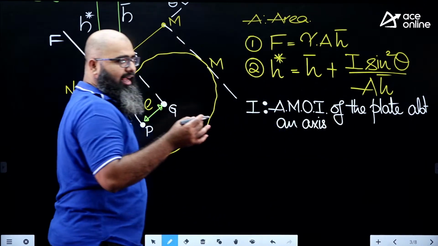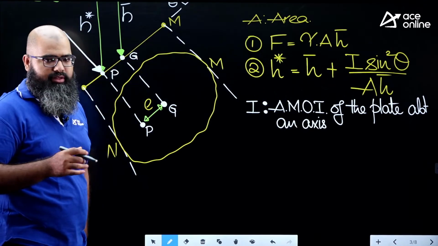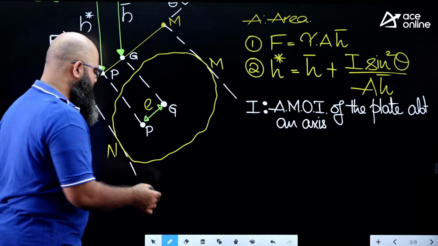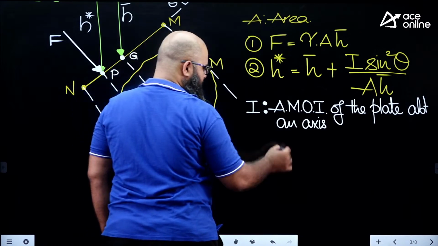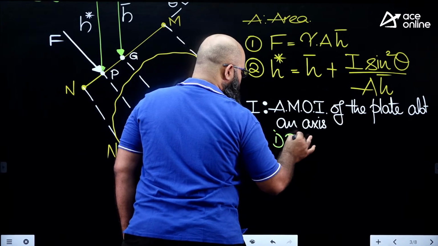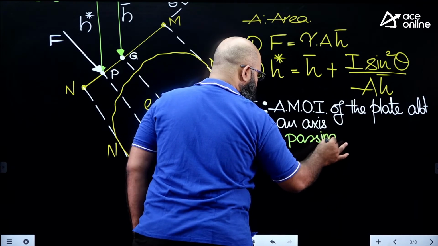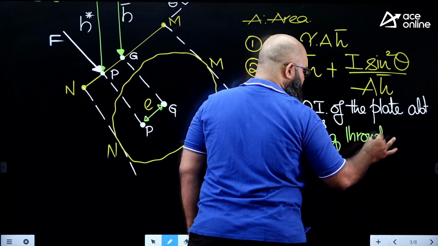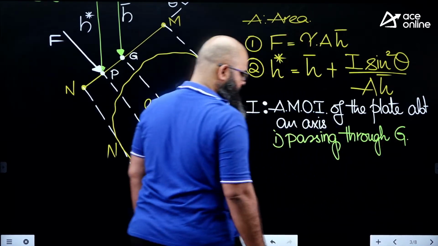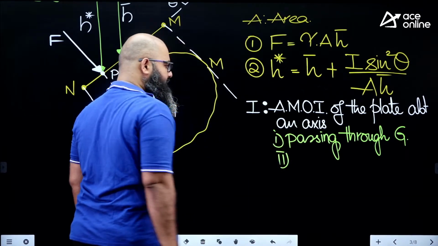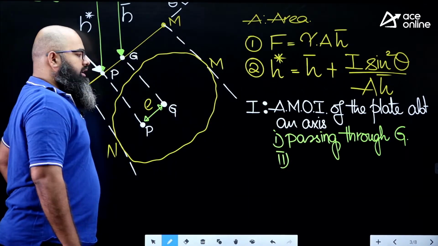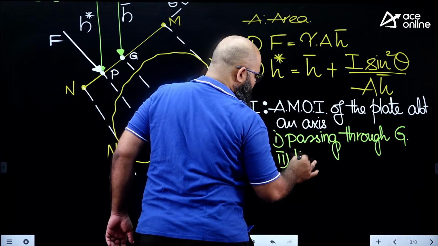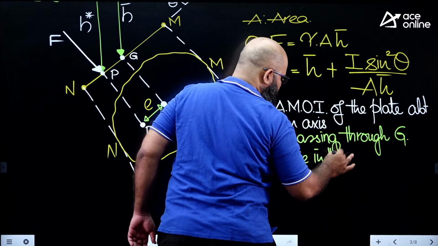Now see, this axis is supposed to have three properties. People make a lot of mistakes in this, that is why I am mentioning it. The first property is passing through G, because you can have an infinite number of axes. Passing through G, first thing. Second thing, it should be lying in the plane of the plate. The axis is supposed to lie in the plane of the plate.